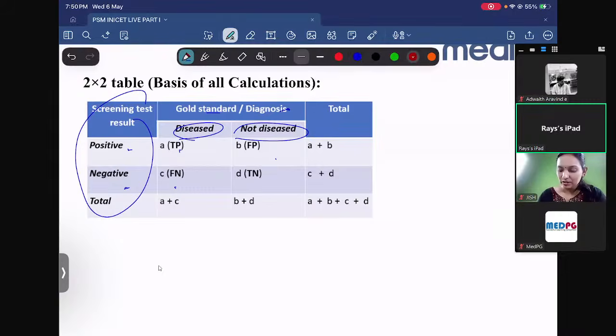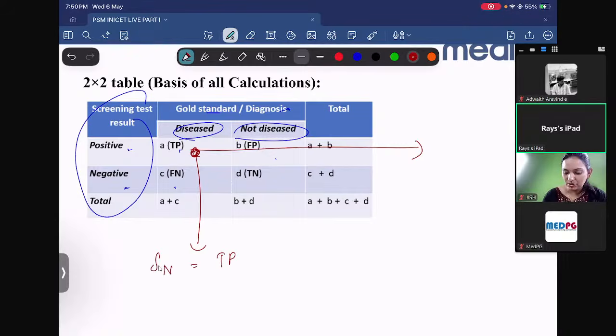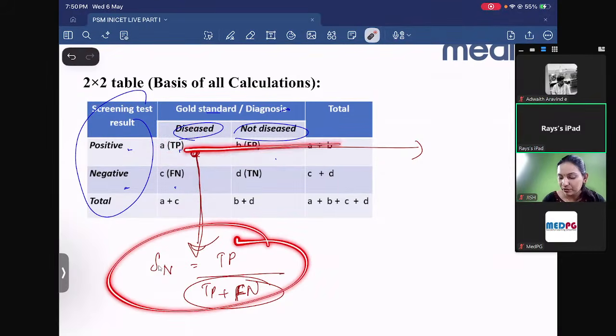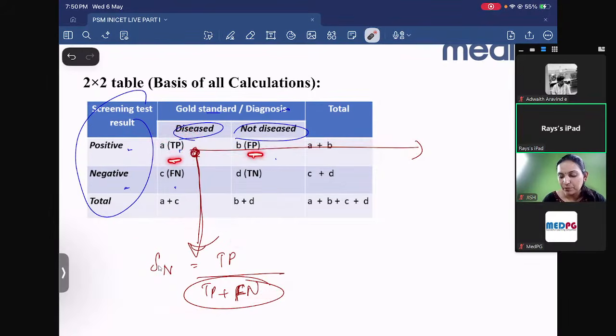Quick way to calculate is this. First thing is draw the 2x2 table. After that, draw like this, starting from this point. This will give you the sensitivity. Sensitivity is true positives divided by TP plus FN, right? Out of the total disease people, how many are actually positive as per your test? That is sensitivity, how correctly your test is picking up the true positives. So if you draw like this, TP is the numerator and TP plus FN becomes the denominator. Similarly, if you draw like this, TP again becomes the numerator and TP plus FP becomes the denominator. This becomes your PPV.